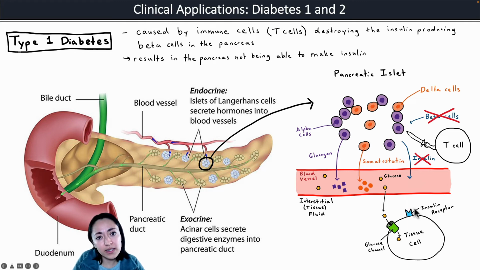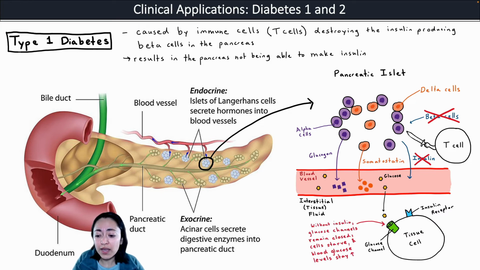If there's no insulin binding to the insulin receptors on their tissue cells, well, the glucose channels will be closed. And that means that their tissue cells cannot take up glucose anymore. Well, if your tissue cells or your body cells can't take up glucose, they're going to starve. So without insulin, glucose channels remain closed. The cells start to starve because they can't get energy.